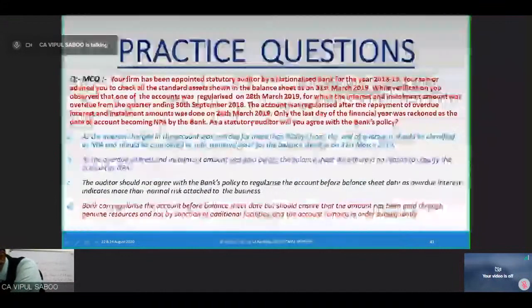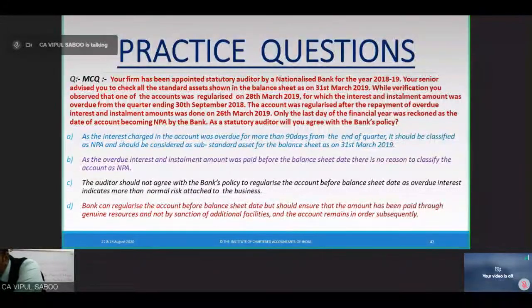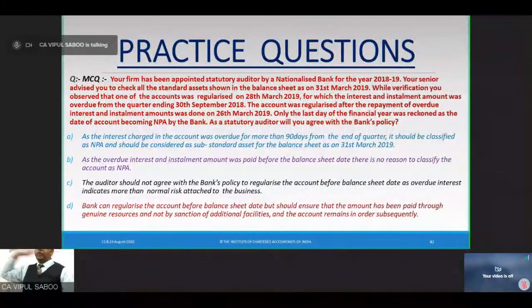Okay. So see, this is a question from your exams. Your firm has been appointed statutory auditor by a nationalized bank. Your senior advised you to check all the standard assets shown in the balance sheet as on 31st March 2019. While verifying, you observed that one of the accounts was regularized on 28th March 2019, for which the interest and installment amount was overdue from the quarter ending 30th September 2018. Six months overdue, and the account was regularized.